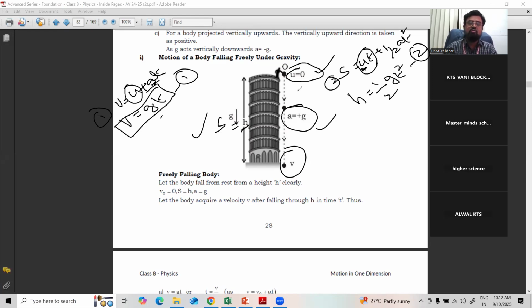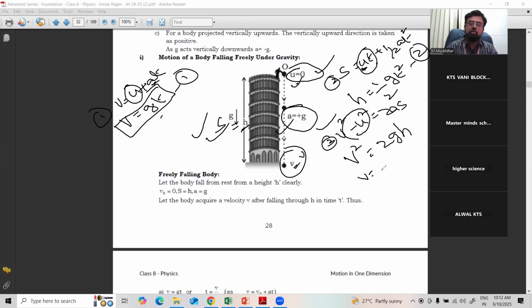When a body is freely falling, you have to consider u is equal to 0, a is equal to plus g, s is equal to h, and v is equal to v only. Then the first equation v is equal to u plus at becomes v is equal to gt. s is equal to ut plus half at square becomes h is equal to 1 by 2 gt square. Third equation, v square minus u square is equal to 2as. So v square minus u square, which is again 0, is equal to 2, a place is g, s place is h. Or v is equal to under root of 2gh, which is equation 3.